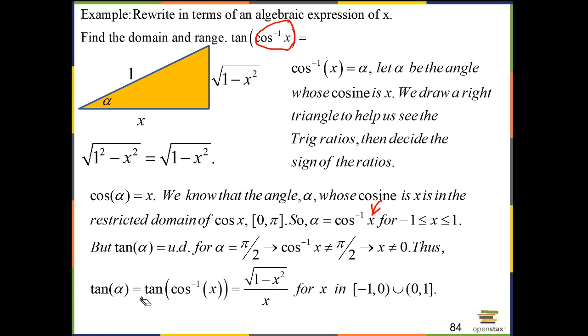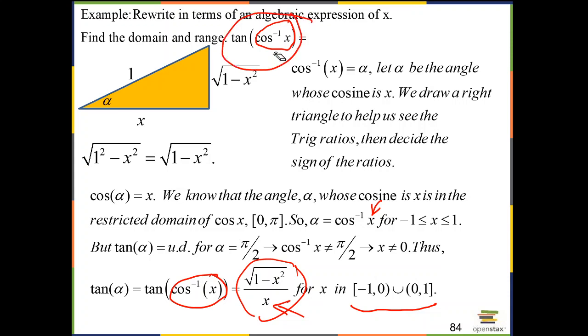So tangent alpha would be tangent of this, which by the triangle is just that over this, right? And for x in this interval, 0, of course, from the algebraic expression, you know that 0 is not in the domain because it's in the denominator. But we also know, because this is an expression coming from tangent of something, that this something, which is the input, cannot be pi over 2.